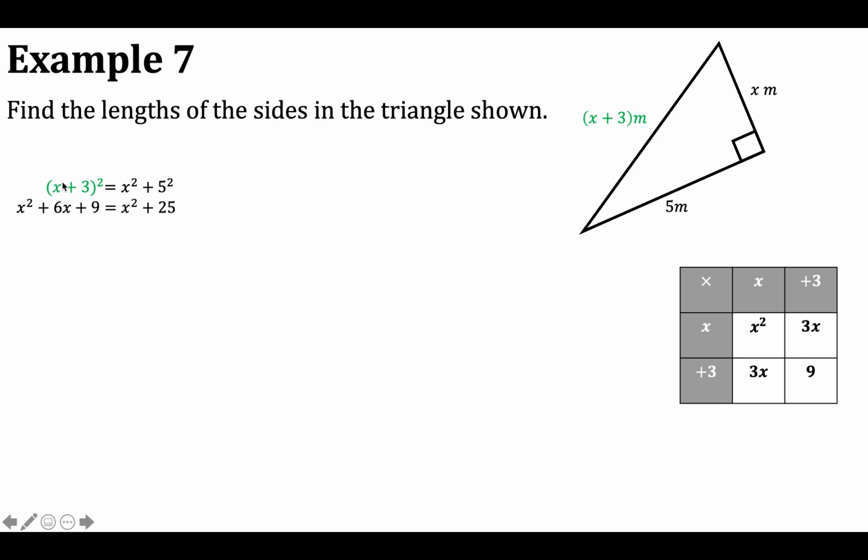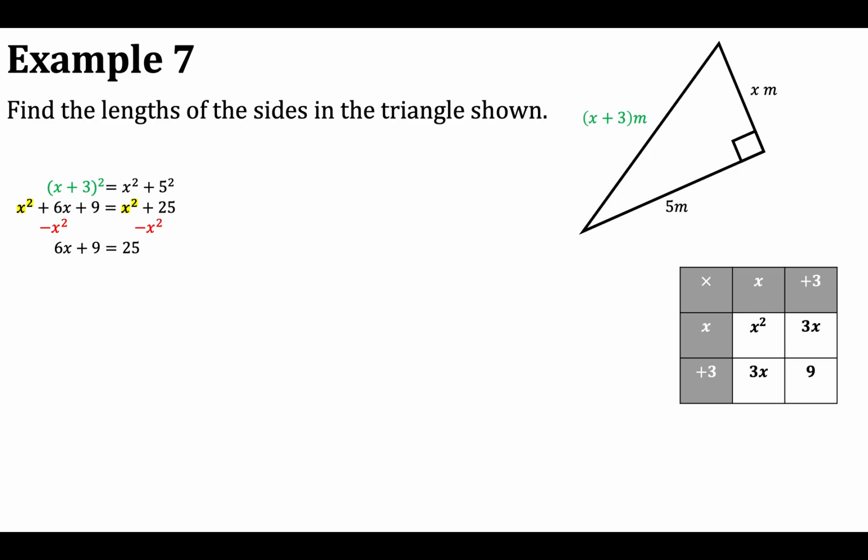So remember, we squared the first term, squared the second term, and then we multiplied the 2 terms together and doubled them to get the x term. So we've got x squared plus 6x plus 9 is equal to x squared plus 25. I notice that I've got an x squared on both sides of the equation, so I can subtract this from both sides, and that leaves me with 6x plus 9 equal to 25.